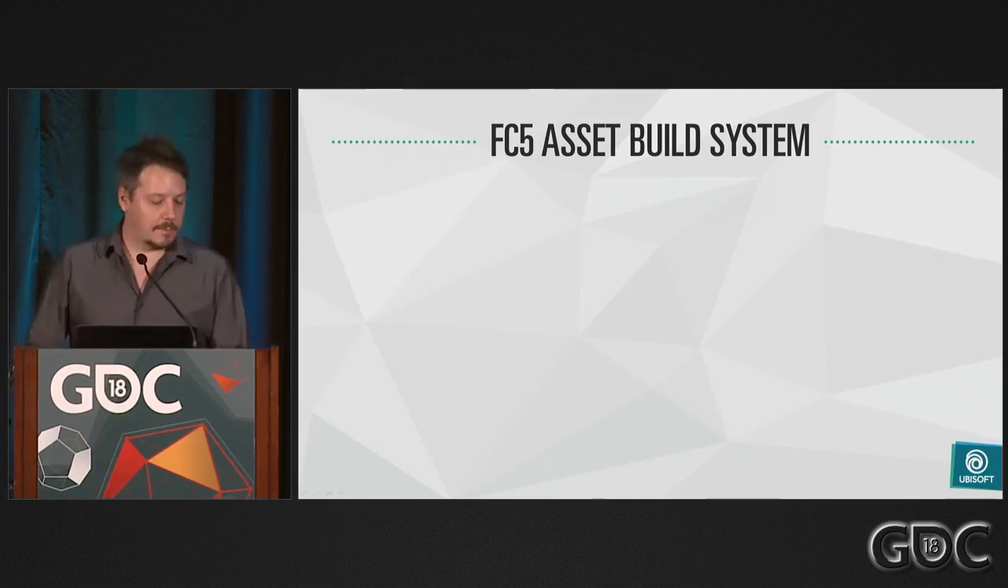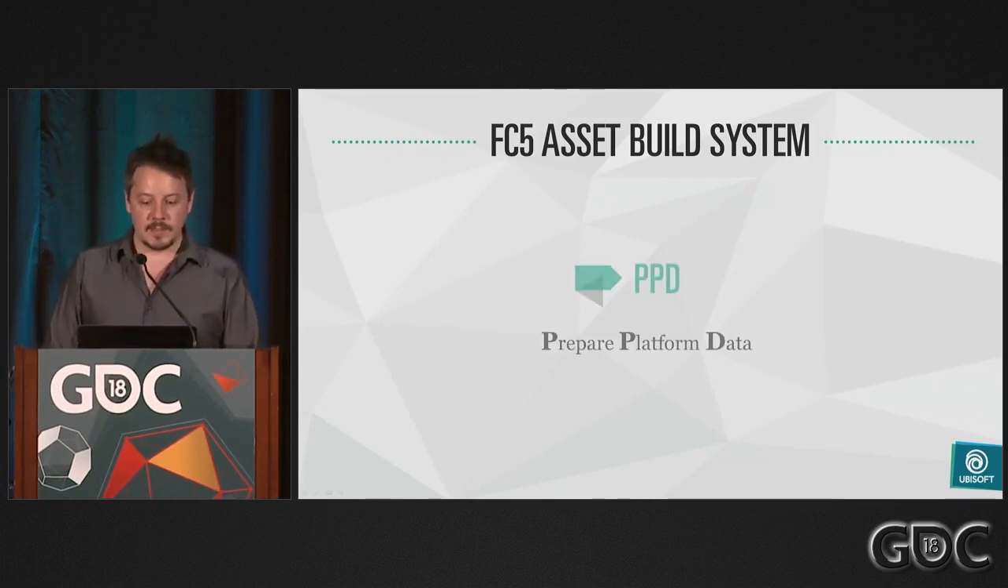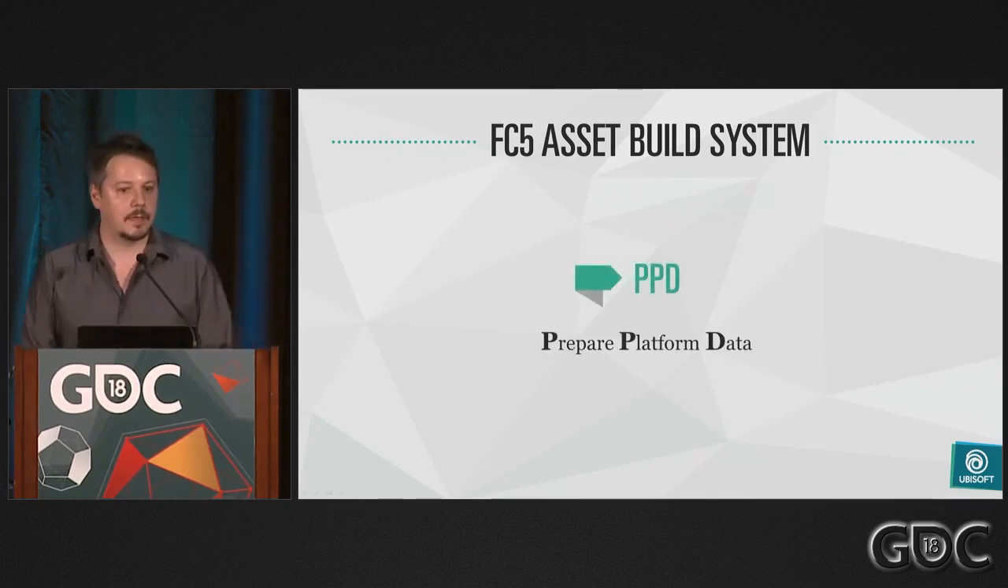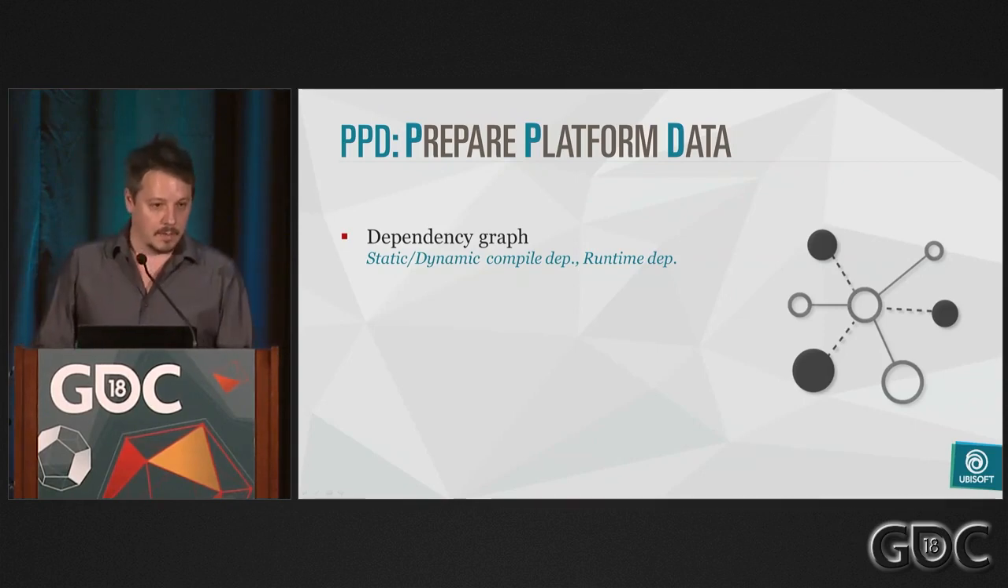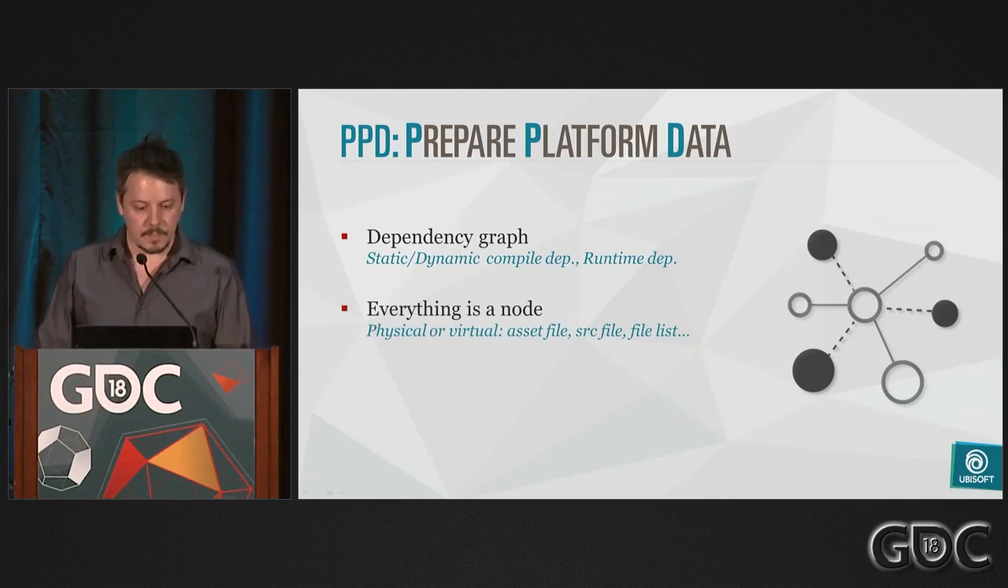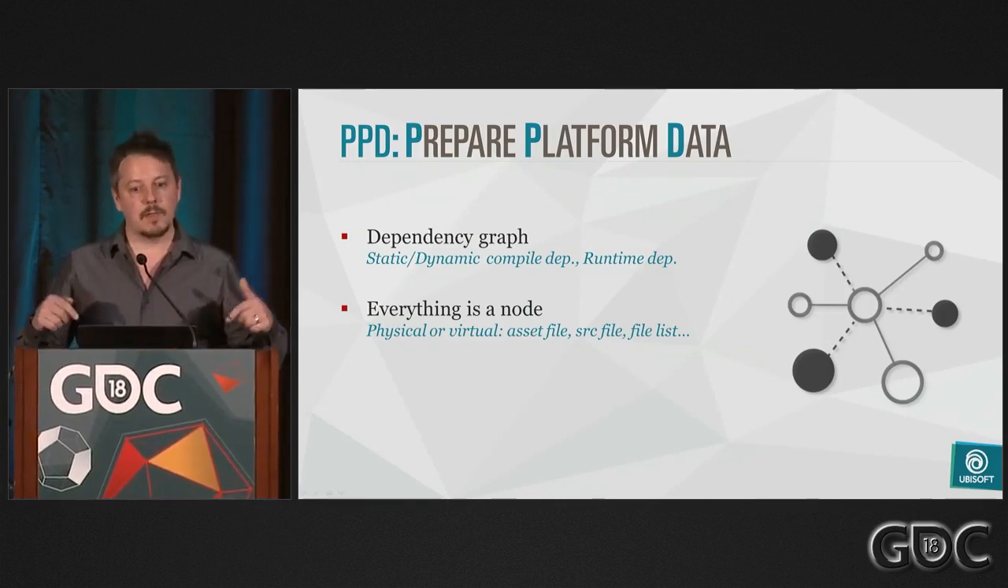So in Far Cry 5, our asset build system is called the PPD, which stands for Prepare Platform Data. It implements all the things I just described, the dependency graph, with the static and dynamic compile dependencies and the runtime dependencies. And everything in our system is a node. That means an asset is a node within the graph. A source file is another node within the graph. And if two assets depend on the same source file, those two assets will have a dependency over the same node, the node that represents this file.